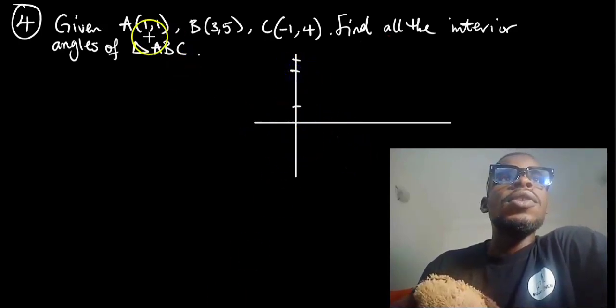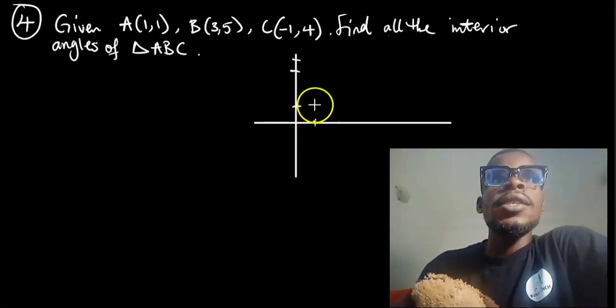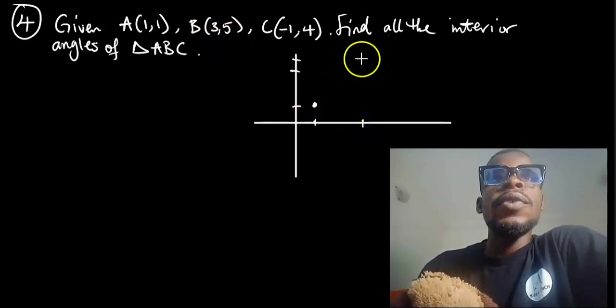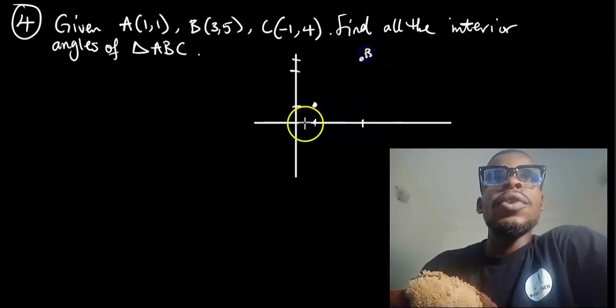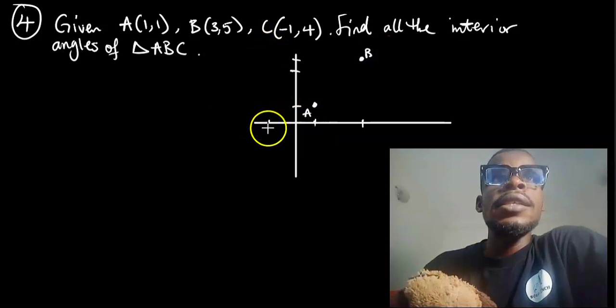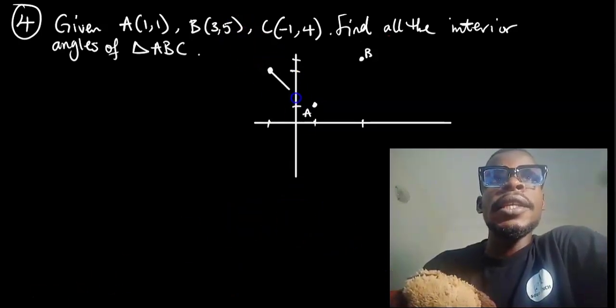Notice that the first point, point A, needs 1 on the x-axis and 1 on the y-axis, so we could get that for point A. Then the next point, point B, needs 3 on the x-axis and then 5 on the y-axis, so we could get that for point B. Lastly, point C needs negative 1 on the x-axis and positive 4 on the y-axis, so that could be point C. Maybe let's join these points with straight lines. Then we'll get a triangle.